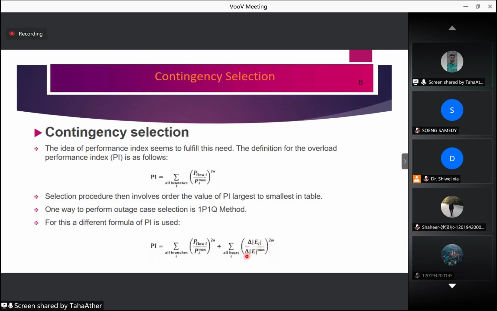Delta |E| max is the value set by the utility engineer, indicating how much they wish to limit a bus voltage from changing on one outage case. To complete the security analysis, the PI list is sorted so that the largest PI appears at the top, so that the largest PI value indicates the most severe fault in the list. The security analysis can then start by executing a full power flow with the case, which is second.